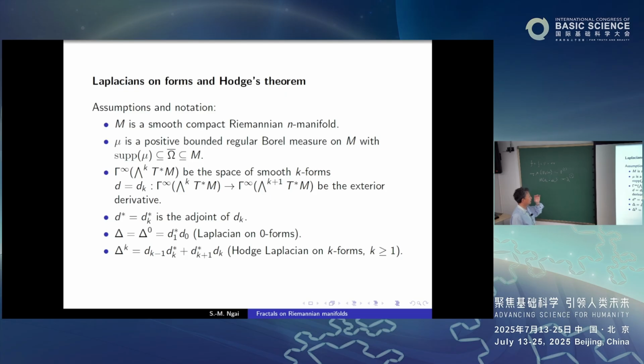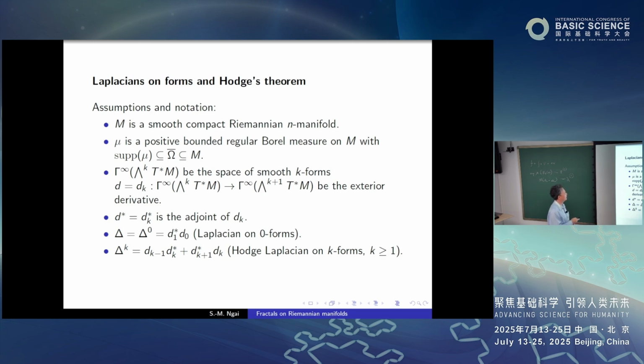But for today's talk, I will talk about a slightly more general setting, because the setting for functions was what I reported before. I want to talk about the whole Hodge theorem that guarantees that there exists an orthonormal basis of eigenfunctions, not just on zero forms, but on K forms. Okay, so this is more technical notation.